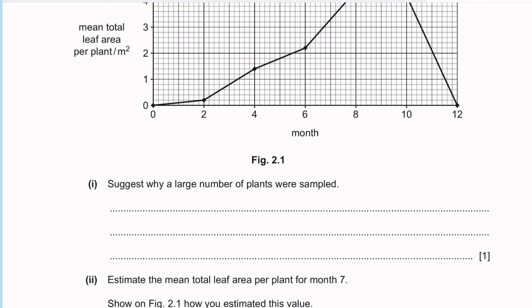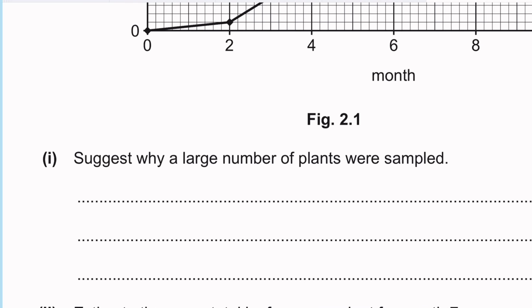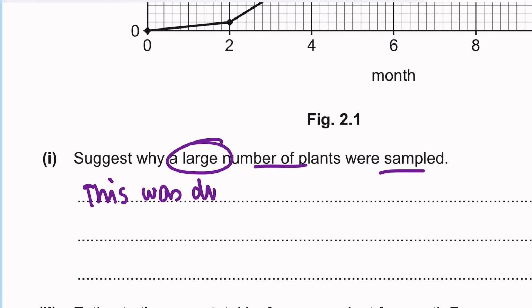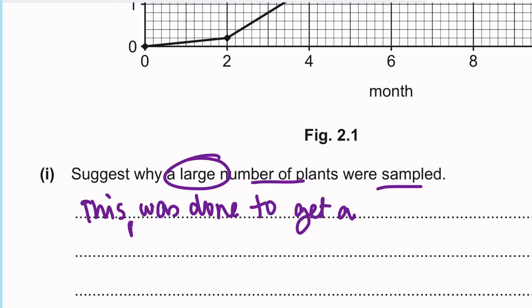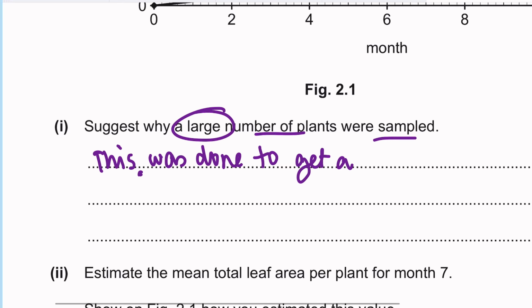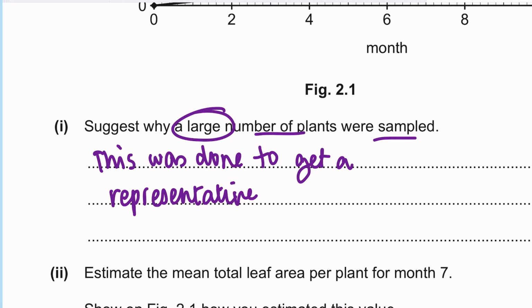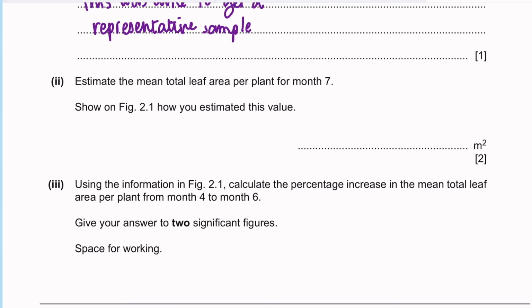You can talk about how this was done in order to get a representative sample or a large enough sample, right? So a large enough sample meaning representative sample. So this is done to get a representative sample, and it just suggests us 1 mark.